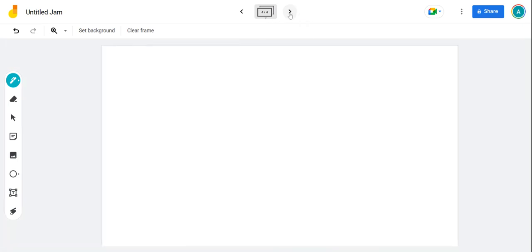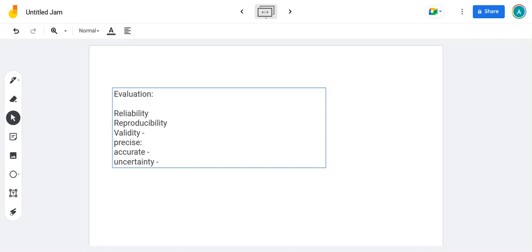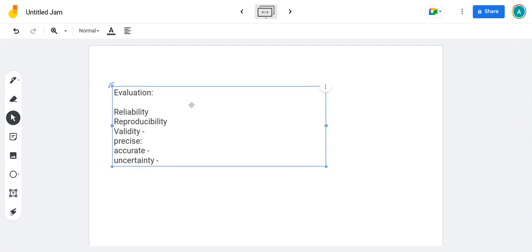Right, the final thing is our evaluation. Okay, so the last part is your evaluation. I've just pre-done the headings because they're always going to be the same. They're likely to ask you one very specific question, including one of these words. So the first one's reliability.